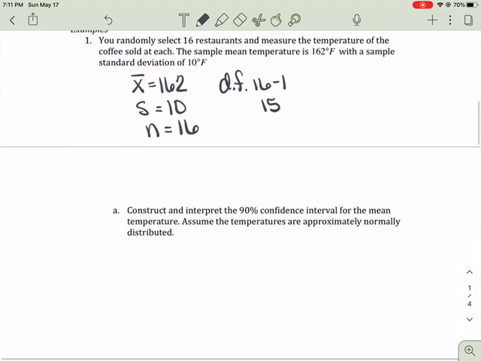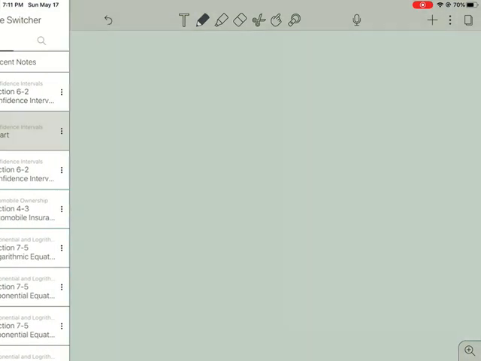All right, so we're going to construct and interpret a 90% confidence interval for the mean. Don't forget the word interpret, we're going to have to write our sentence. And assume that the temperatures are approximately normally distributed. So we're going to assume that it's normal, which means our sample size does not need to be bigger than 30.